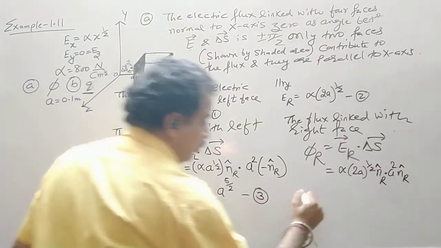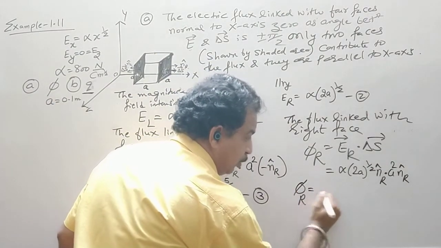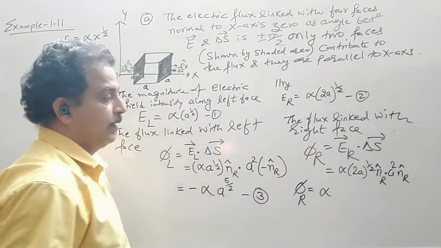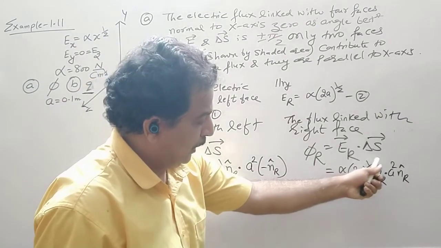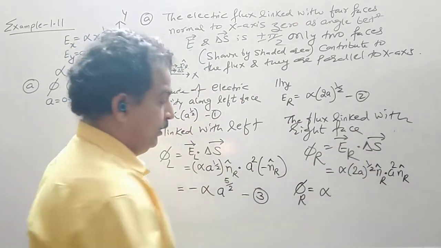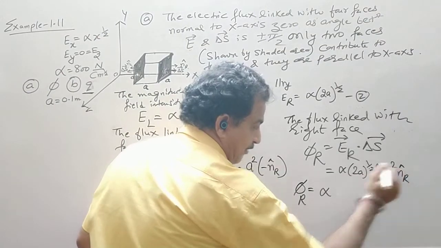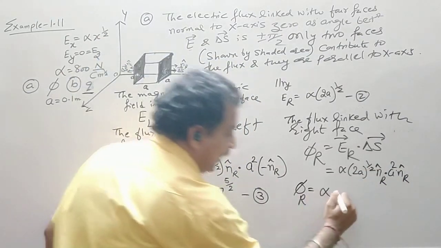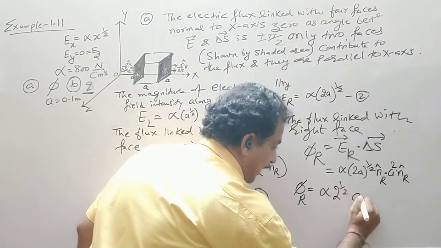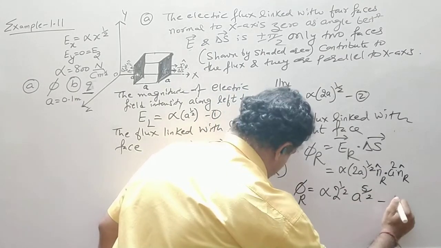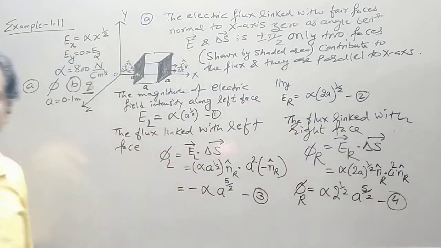NR cap dot NR cap, that is 1. So phi R is equal to again alpha 2A whole raised to half. So it becomes A raised to half A square, that is again A raised to 5 by 2, and 2 raised to half. That is equation number 4.